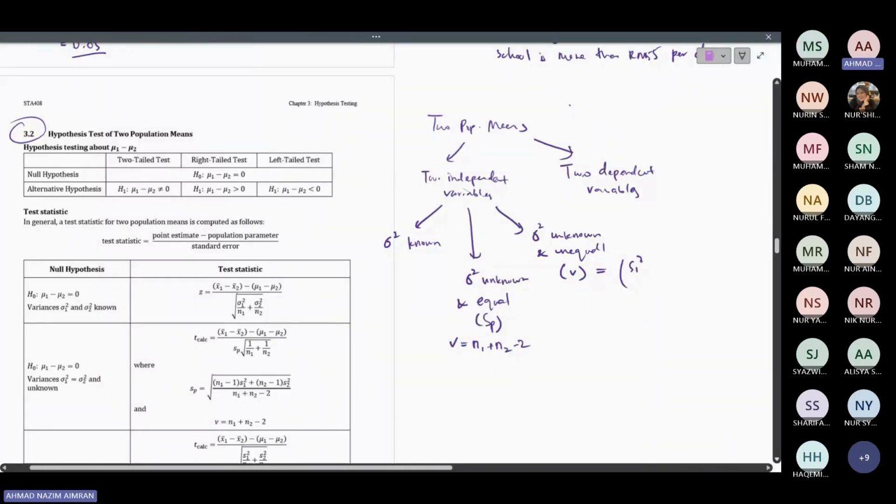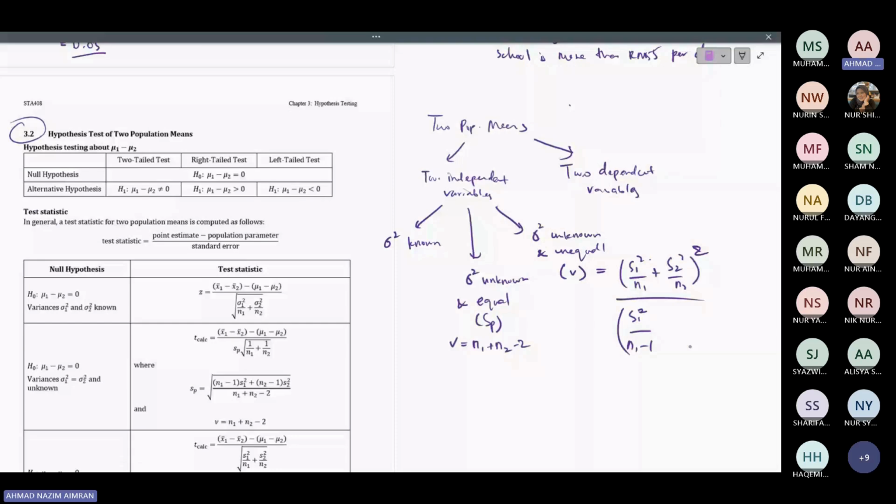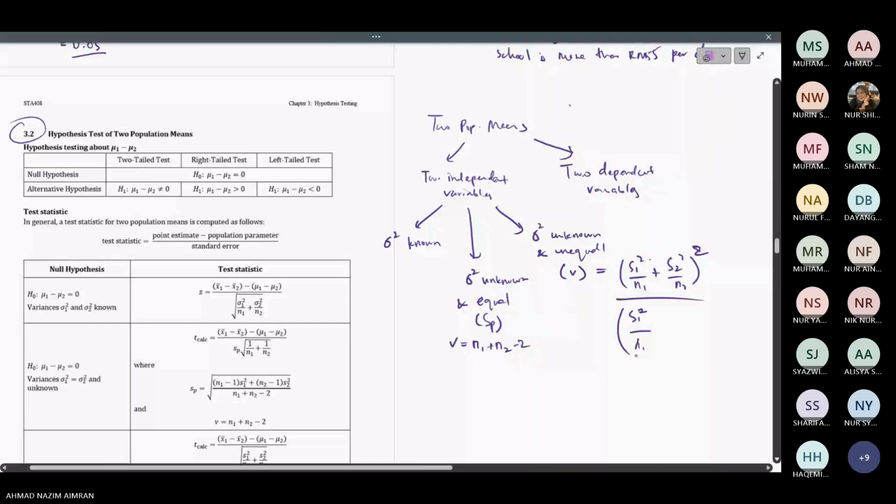s1 square over n1 plus s2 square over n2, square, over s1 square over n1, square, over n1 minus 1, if I'm not mistaken. Sorry, I have forgotten. Maybe it's the other way around. Let me check.